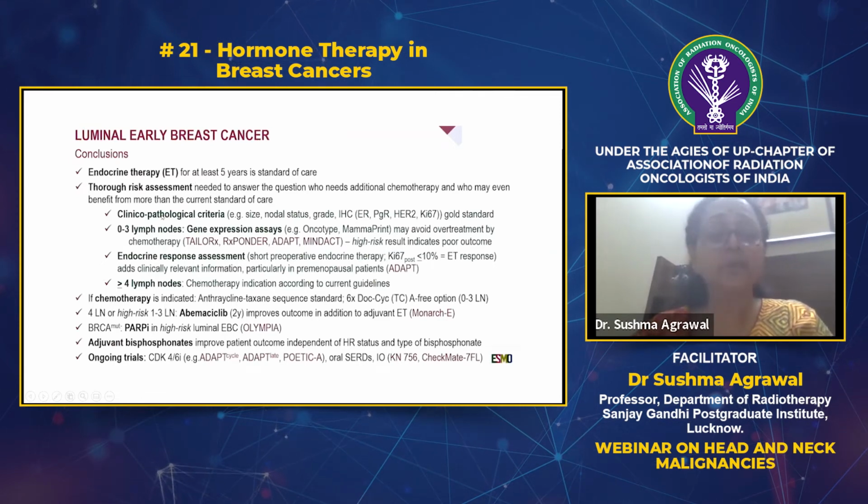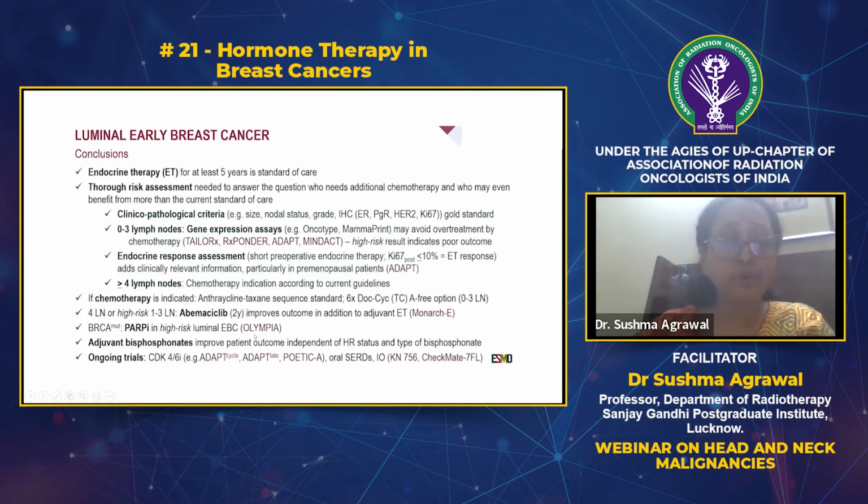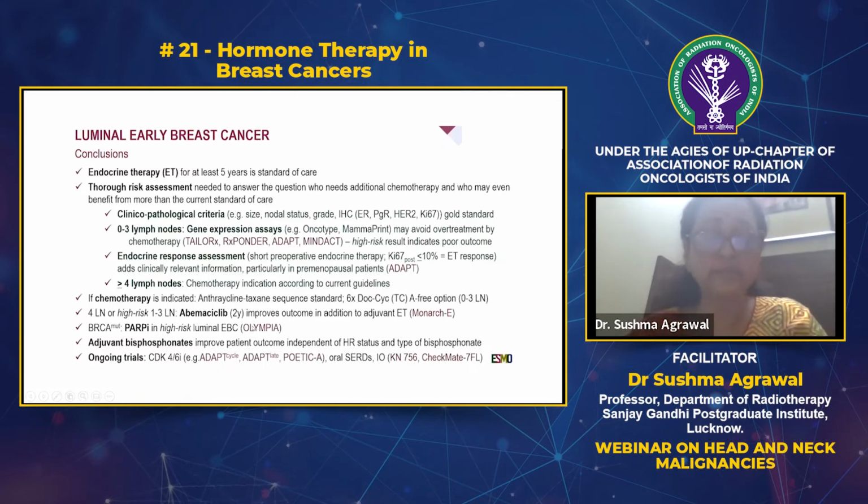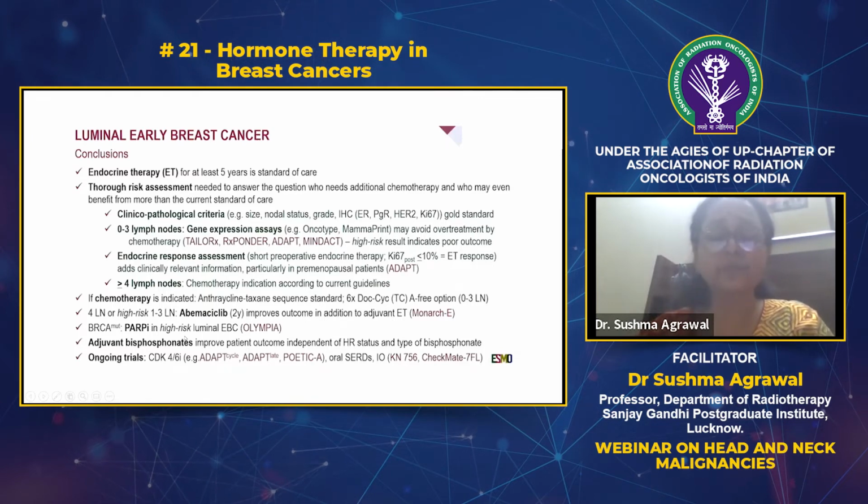So to conclude, in early breast cancer, endocrine therapy has to be given at least 5 years. Only in the high-risk group, which I have already discussed in detail, they need to be added chemotherapy, and 5 more years extended adjuvant endocrine therapy also needs to be given in high-risk women. And here 4 lymph nodes or high-risk women can be given abemaciclib. I have not talked about BRCA mutated women because that is itself a big topic and the time is not there for this. But you should know that BRCA mutation is common in luminal A patients, about 30% of them have it, and so its role is there in these women.